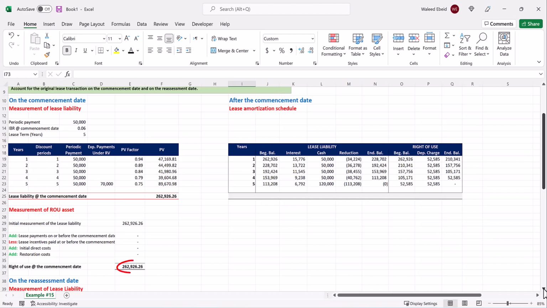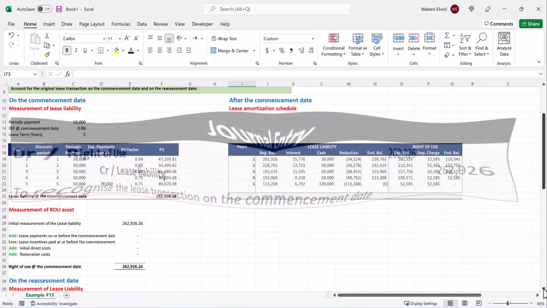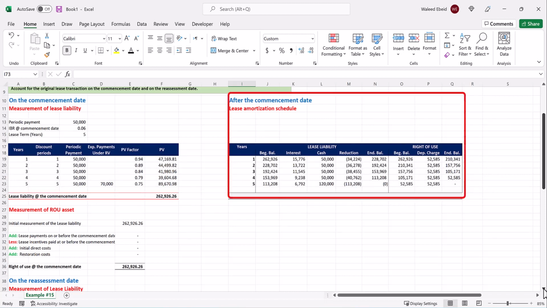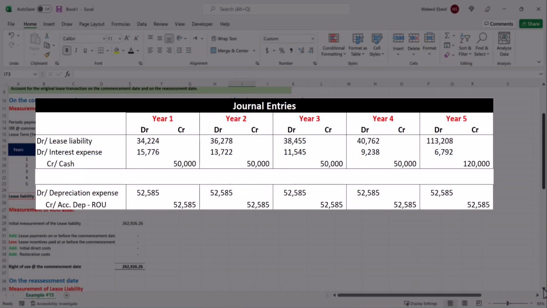The right-of-use asset includes only the initial measurement of the lease liability on the commencement date, as the example did not mention any other components to be included in the right-of-use asset. And this is the entry that should be booked in the lessee's books to recognize the lease transaction on the commencement date. And this is the lease amortization schedule for the original lease, and the journal entries to be booked in the lessee's books annually after the commencement date.